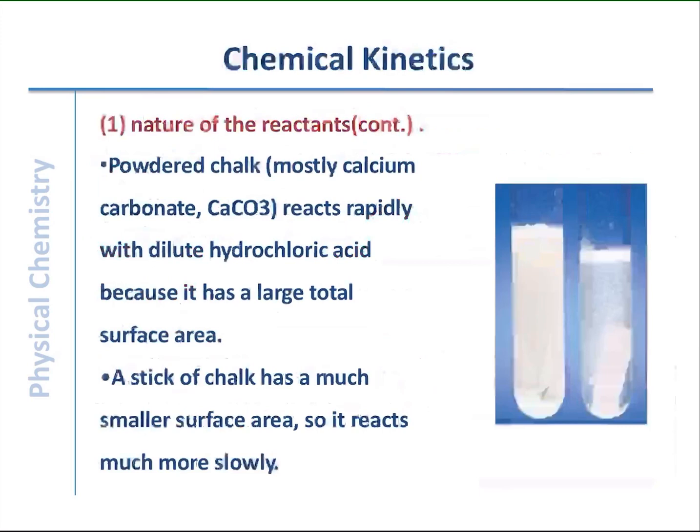Another example of the nature of reactant is powdered chalk. Calcium carbonate reacts very rapidly with dilute hydrochloric acid because the powdered chalk has a very large total surface area. The same chalk, if given as a stick of chalk, not powder, will react much more slowly with hydrogen chloride because of the very low surface area.